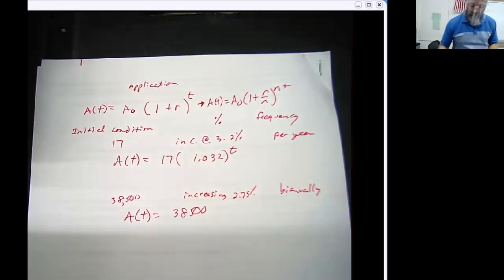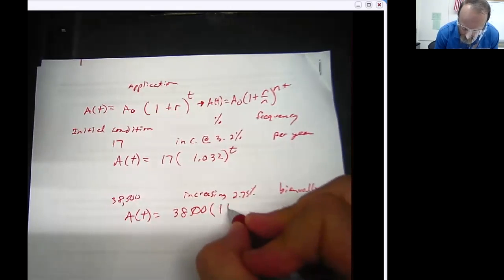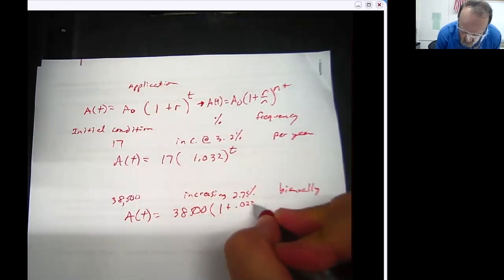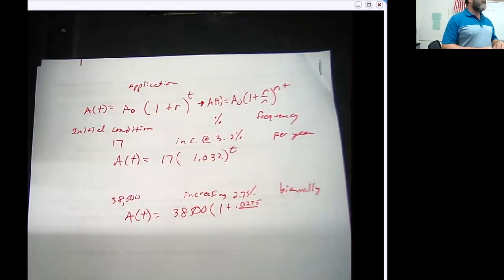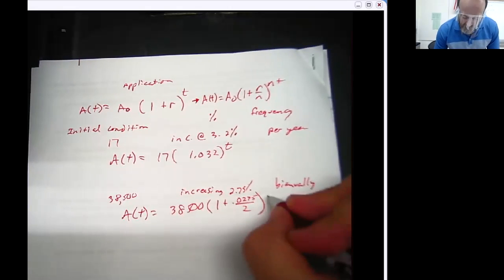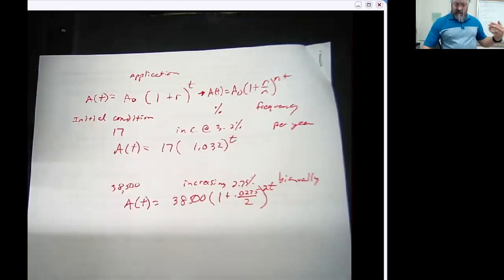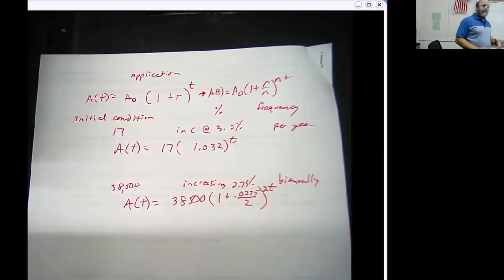My initial condition. I'm going to go 1 plus 0.0275 divided by 2, raised to the 2t power. Now, why is that 2 there and that 2 there? Because I'm saying I'm going to get it twice a year.